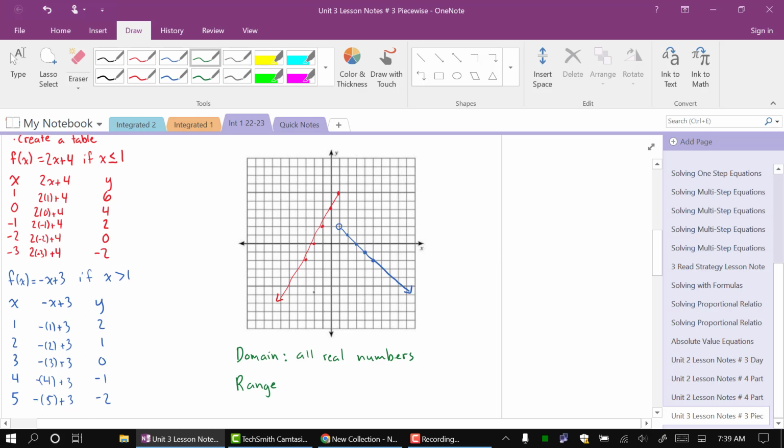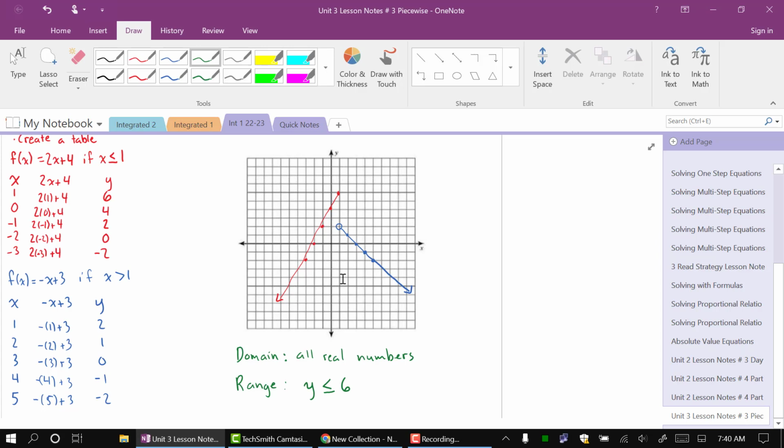What is our range? That's the highest y value that we have here. And you notice that the highest y value is going to be 6. All the y values are going to be below 6. So our range is y is less than or equal to 6. So it can be 6, but it's going to be values also less than 6. And that's the big idea with piecewise functions.